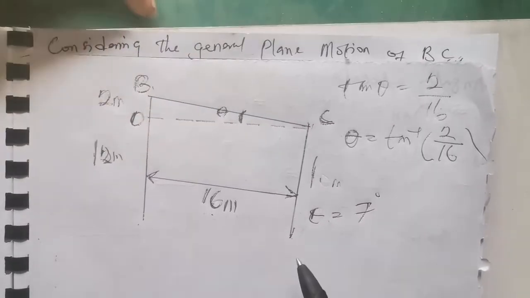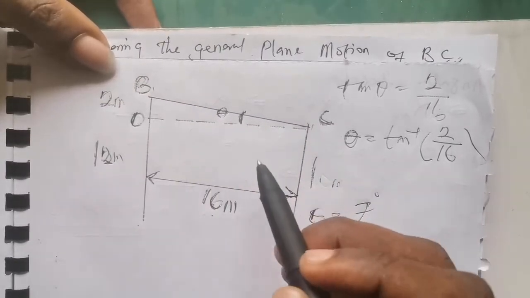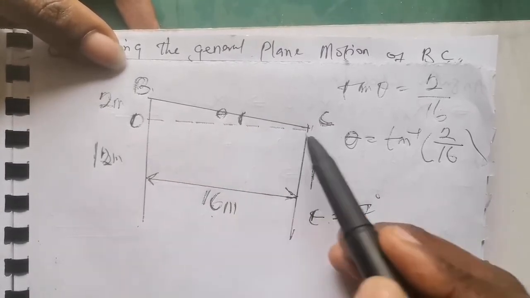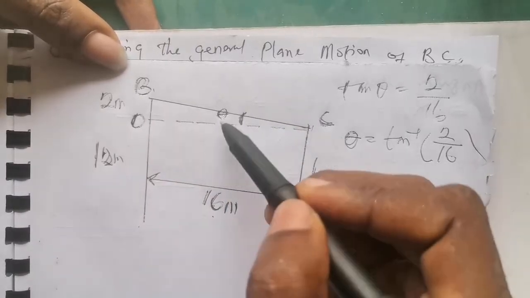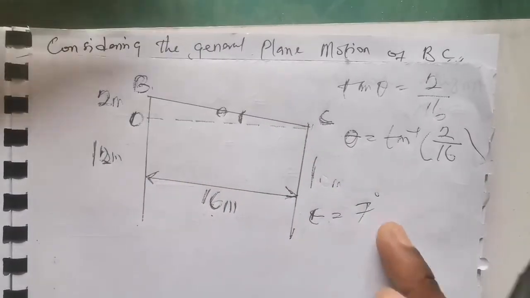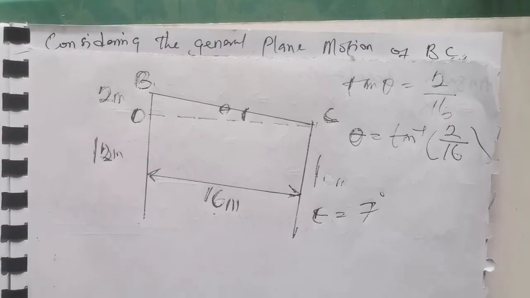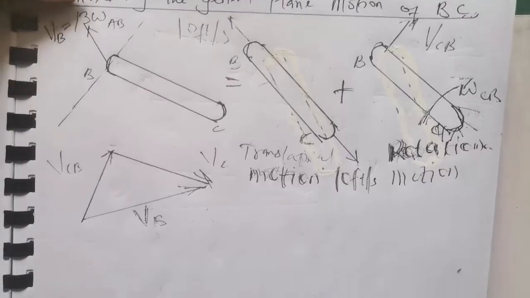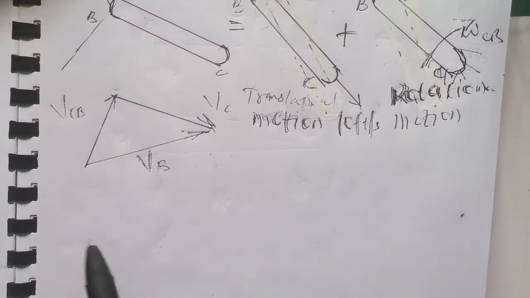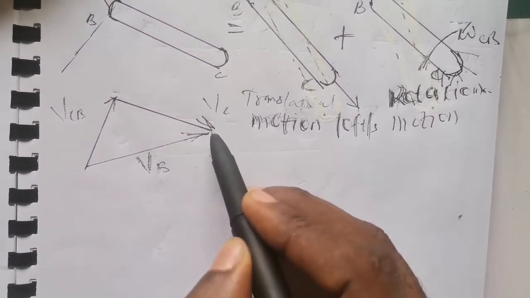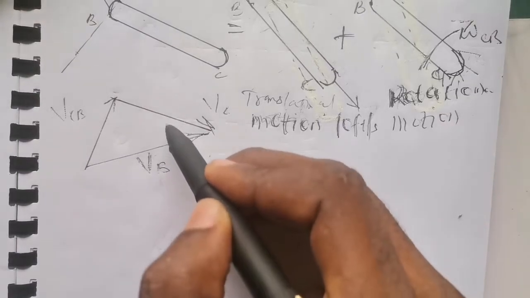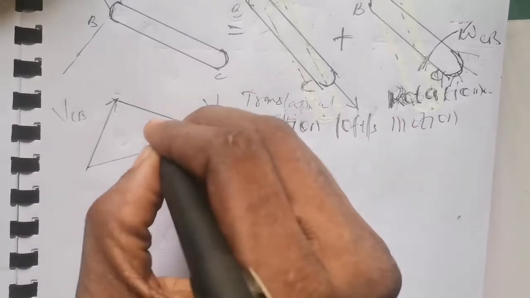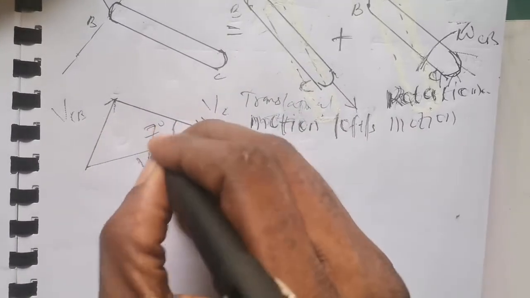So the angle from B to C, or C to B, is 7 degrees. Not forgetting this is the hypotenuse arm and this is the horizontal line, the angle between the hypotenuse arm and the horizontal line is given as 7 degrees. So let's trace that now on our velocity vector diagram. This is the hypotenuse arm and this is the horizontal arm. The angle between the two of them is taken as 7 degrees, and you have this.